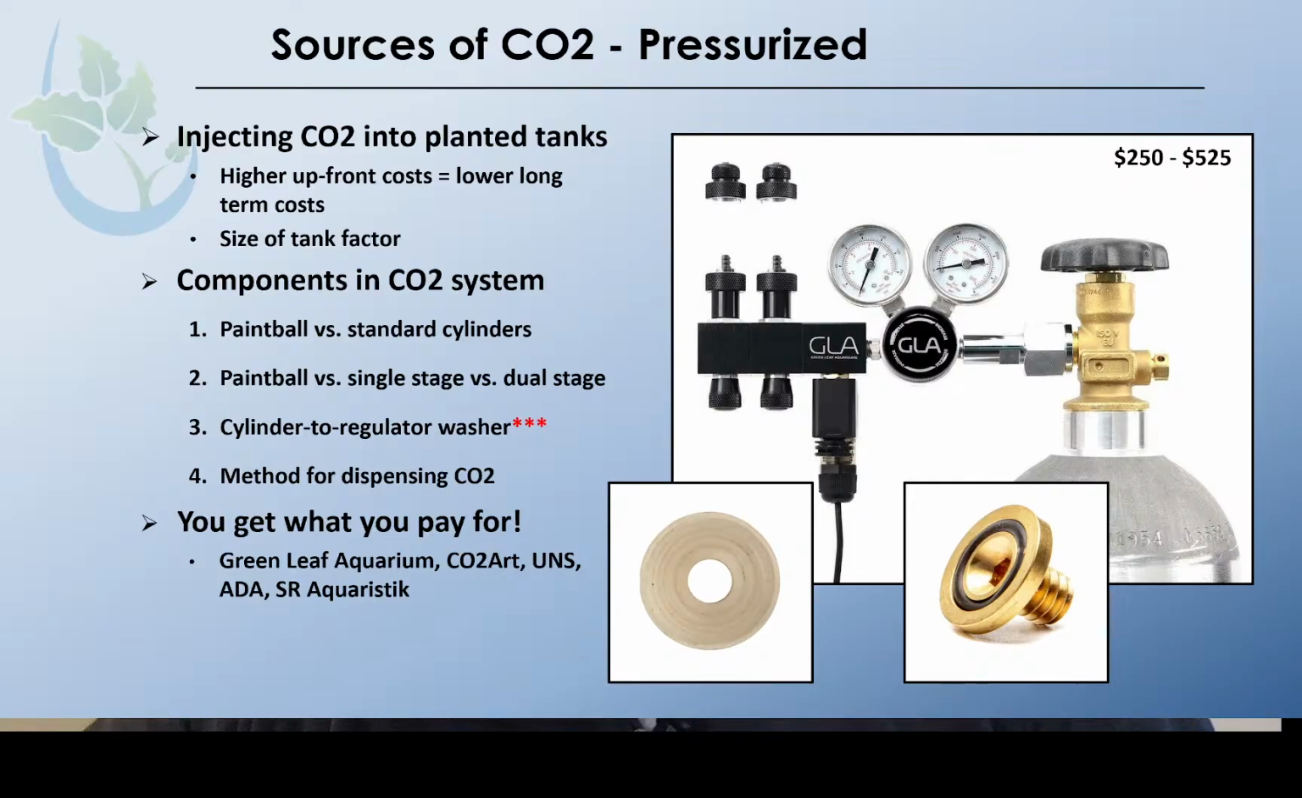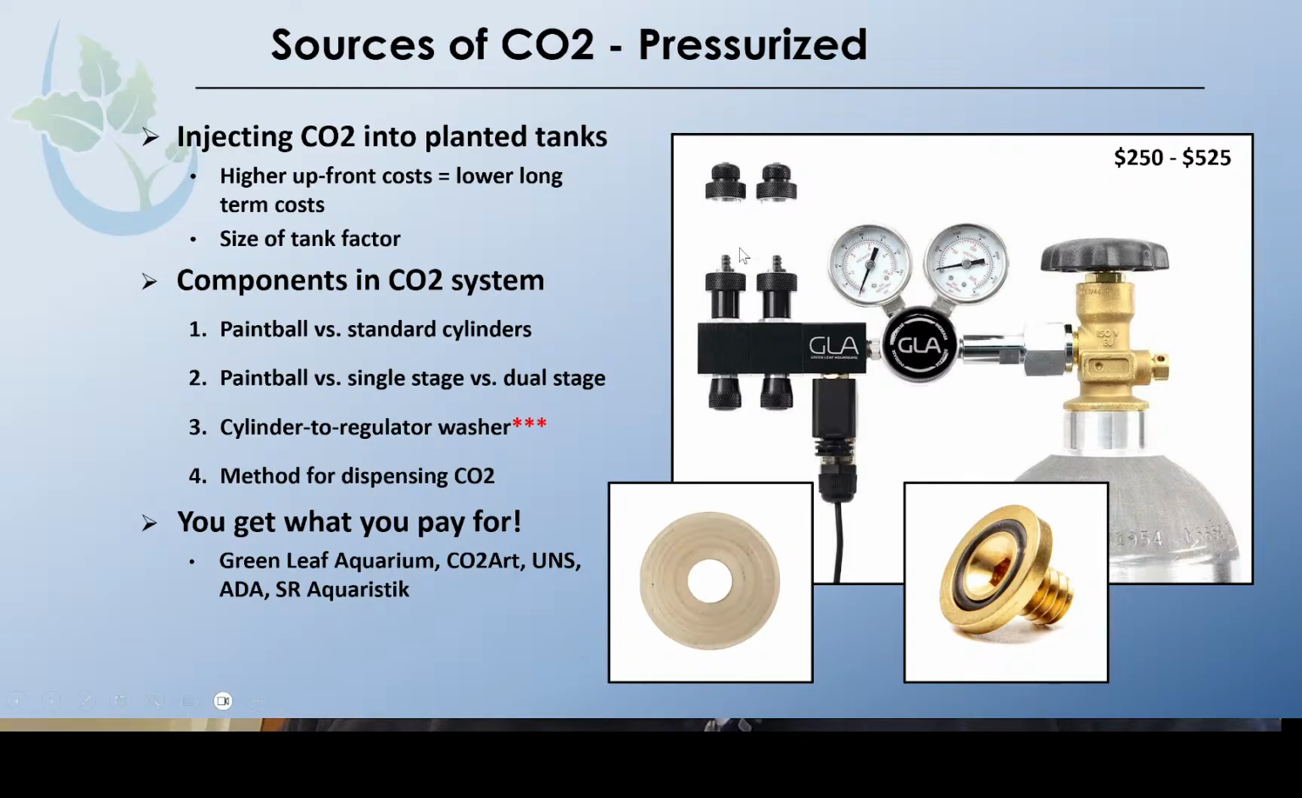Now, the other thing is getting a larger regulator. Like I mentioned, I have a GLA one that's older. This is one of their first regulators, single stage, but they have dual stage regulators now that are reasonably priced. I say reasonably because $250 is what you're going to be spending up front for a good dual stage regulator. Nowadays, you can go up in price up to $500, $600.